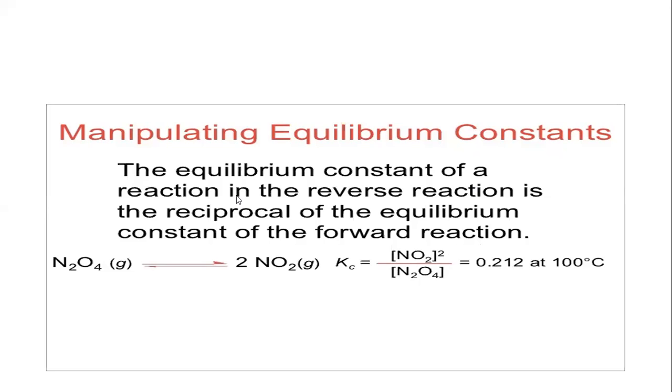So what we are saying here is that the equilibrium constant of a reaction in the reverse direction is the reciprocal of the equilibrium constant of the forward reaction. Here I have N2O4 being converted to NO2. Let's assume the equilibrium constant for the forward reaction is written this way, NO2 over that. We are getting 0.212 at 100 degrees Celsius. If we are being asked to find the equilibrium constant for the reverse reaction, what will our answer be? What will be our expression?